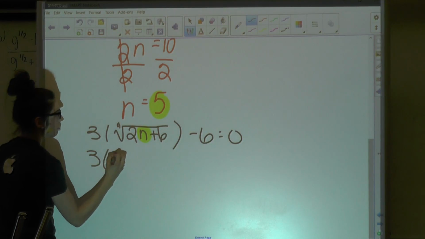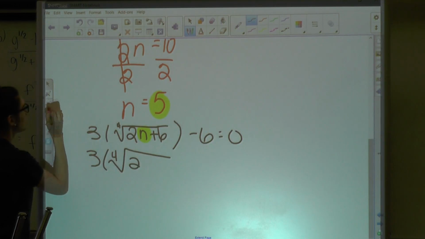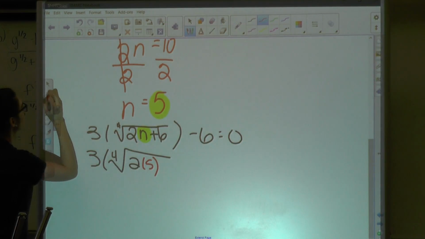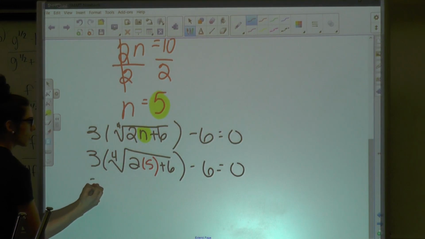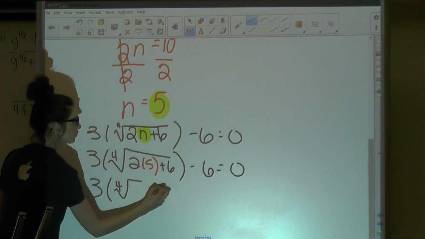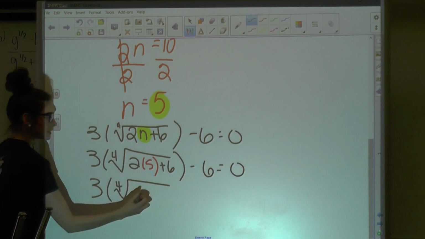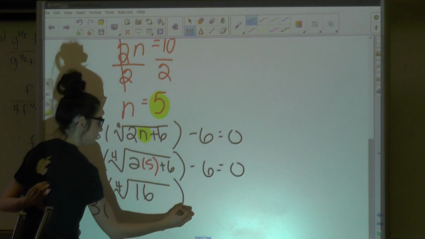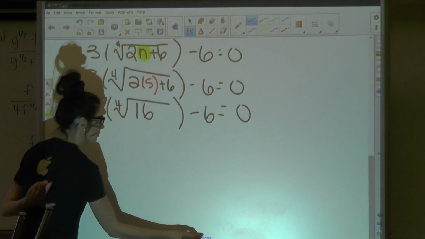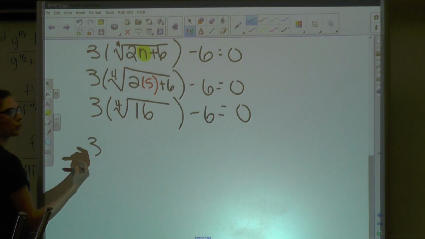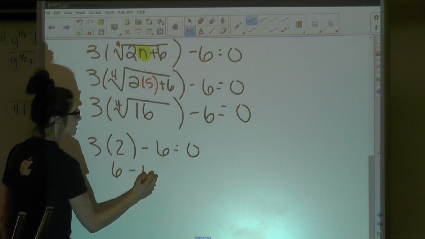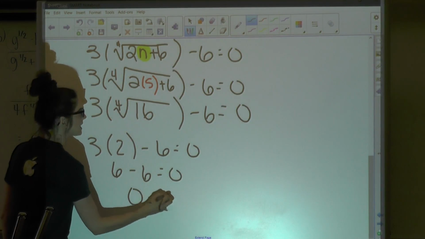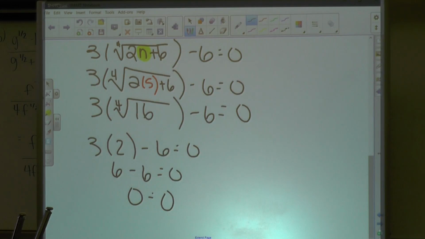You've got 3, the fourth root of 2 times 5 plus 6 minus 6 equals 0. This is 3 times the fourth root of 2 times 5 is 10, plus 6 is 16, minus 6 equals 0. 3 times the fourth root of 16 is 2. Minus 6 equals 0. Does 6 minus 6 equal 0? Yes. So n equals 5 is your solution. It is not extraneous.